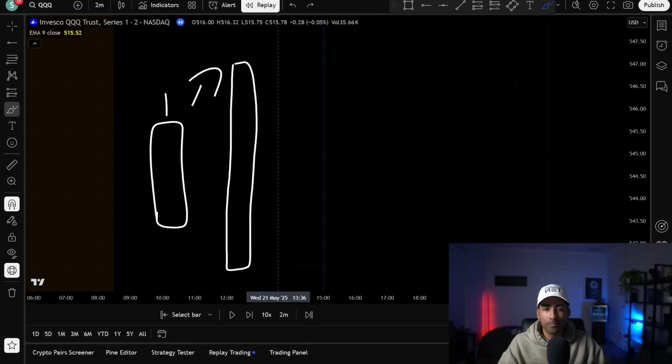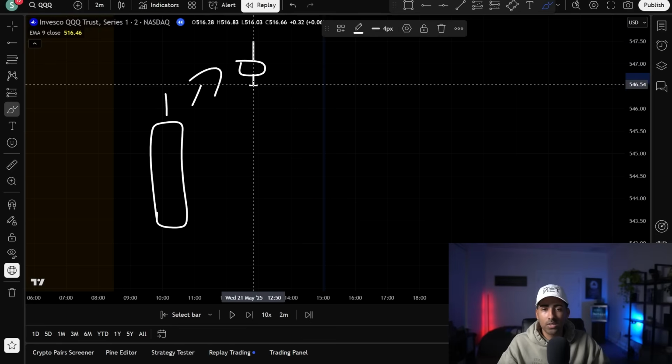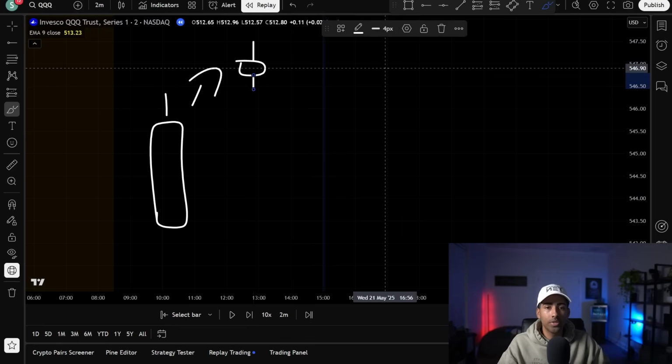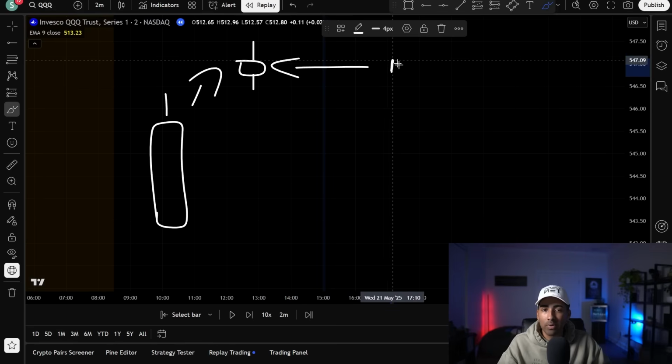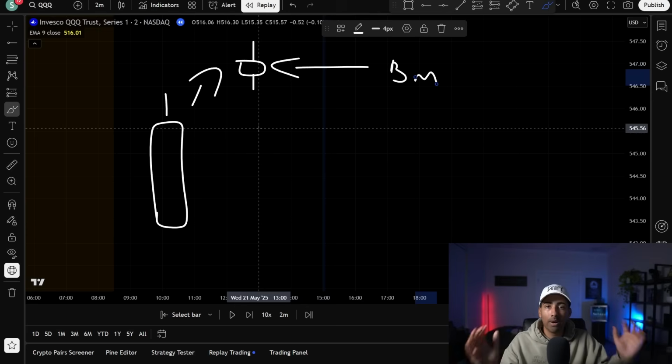Versus, for example, let's say that we had something like this. We had a small green candle. Well, this shows that we don't really have that much buying momentum either, right? So what we're looking for is the size of the body. The size of the body determines what the overall momentum of the stock is looking like.